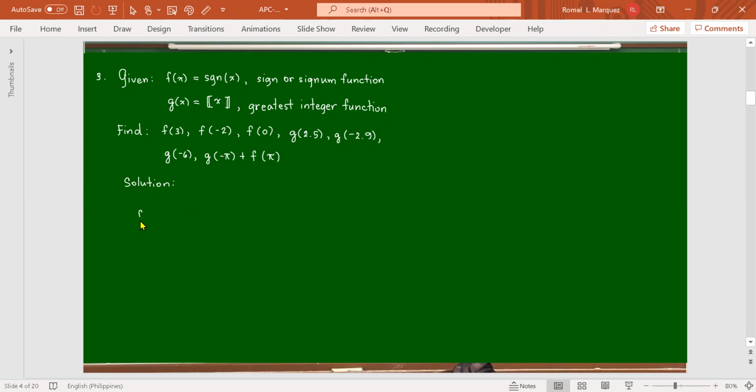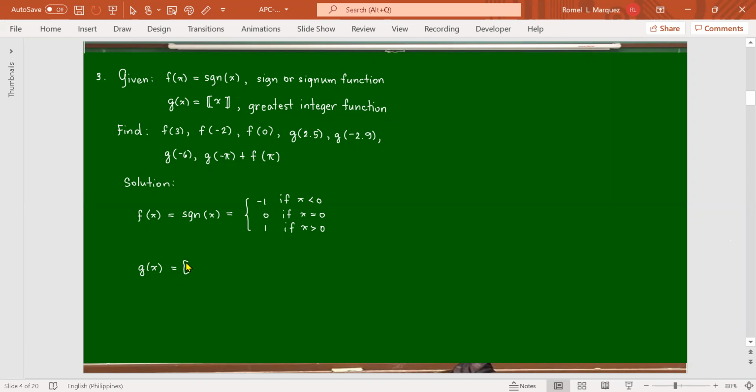So again, to recall, the sine function is given by this piecewise function. It is -1 if x is less than 0. It is 0 if x is 0. And it is 1 if x is greater than 0. Okay, guys? What about g of x? How do we define g of x, guys? This is the greatest integer of x.